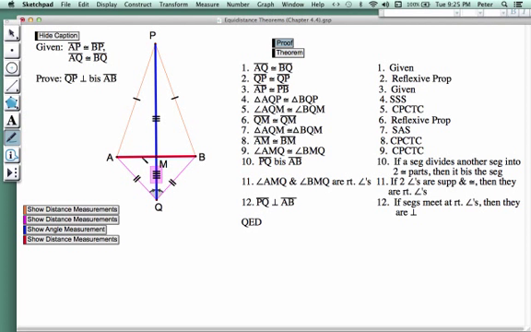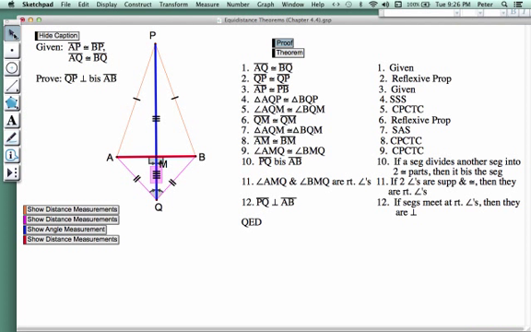which means AM is congruent to BM, so therefore we know the segment's been bisected, and by CPCTC, angle AMQ is congruent to BMQ. And since the two angles are supplementary and congruent, they're right angles. Two segments that meet at right angles are perpendicular. So in step 10, we proved that PQ bisected AB, and in step 12, we proved that the segments were perpendicular. Therefore, QP is the perpendicular bisector of AB.